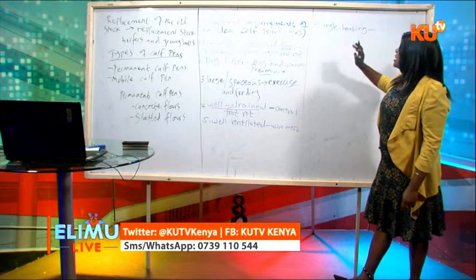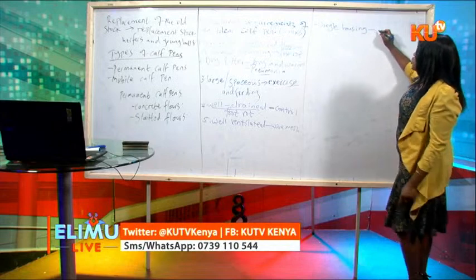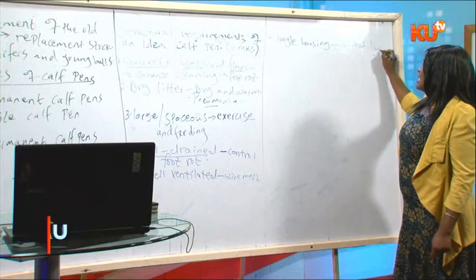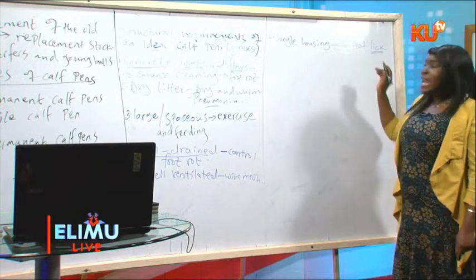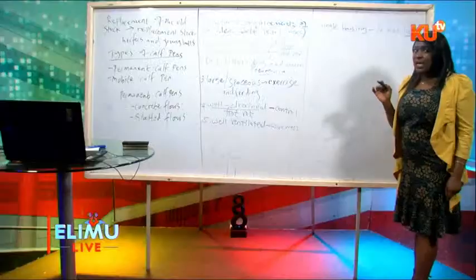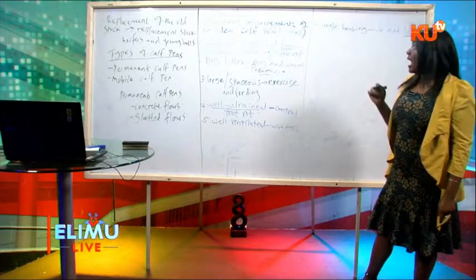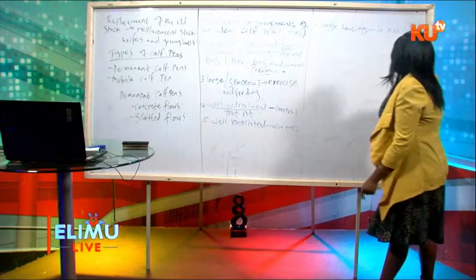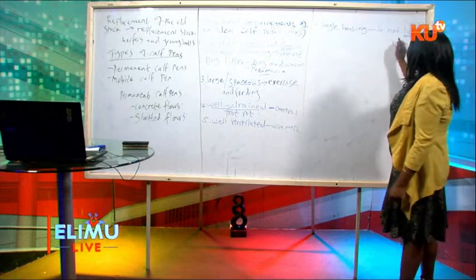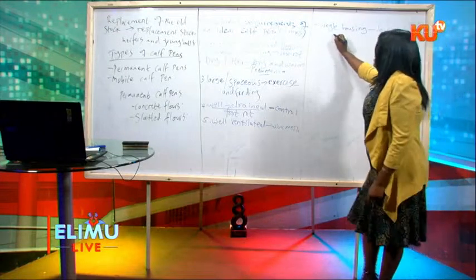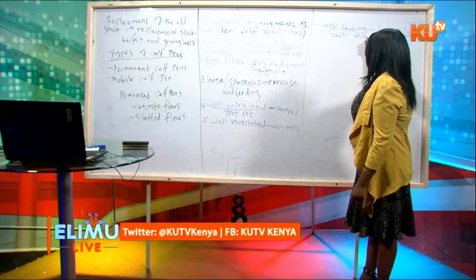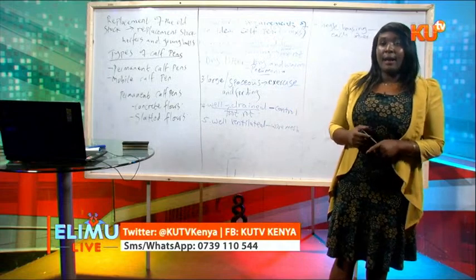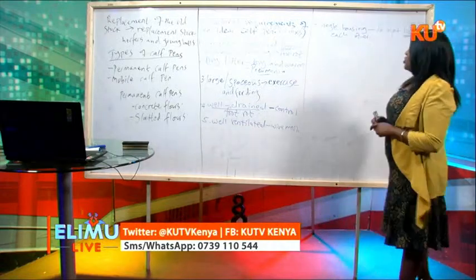And this single housing ensures that the calves do not lick each other. I'm talking of this licking with the L-I. You know, leaks are many. There's the leaking of the water. I hope you understand what we mean by licking. So the calves do not lick each other. And why don't we want calves to lick each other, dear learners? Why don't we want calves to lick each other?